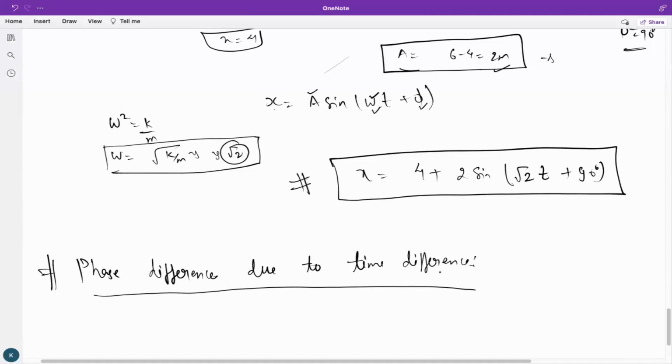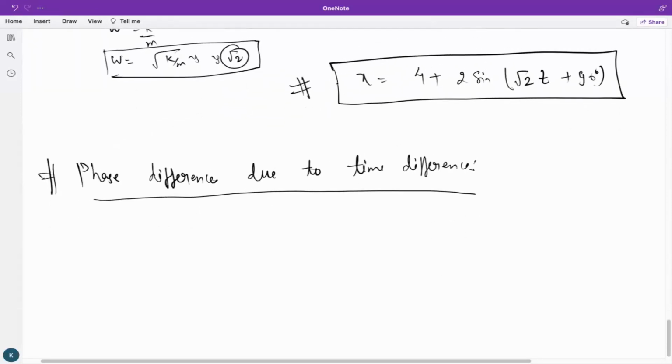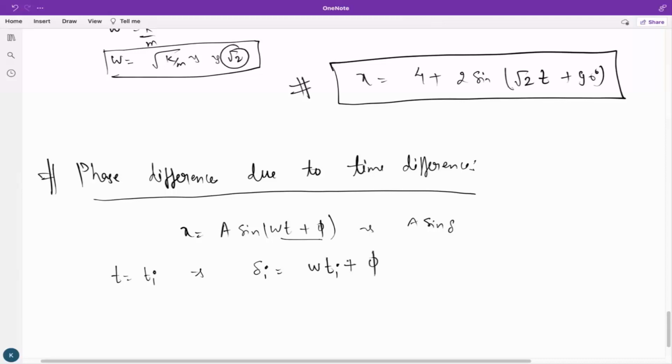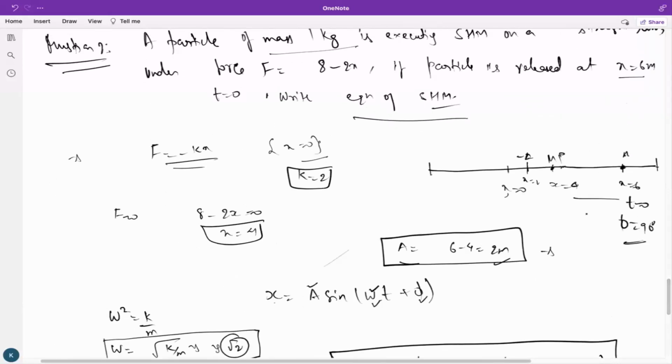So what do we have to calculate? We have to calculate the phase difference due to time difference. Let me write the equation so it will be clear to all of you. Our basic equation of simple harmonic motion is x is equal to a sin omega t plus phi, where phi is our initial phase, right? Let me take the time t is equal to t initial. So we can write this as a sin del, where our del initial will be nothing but omega t initial plus phi, because the initial phase is the same for both.